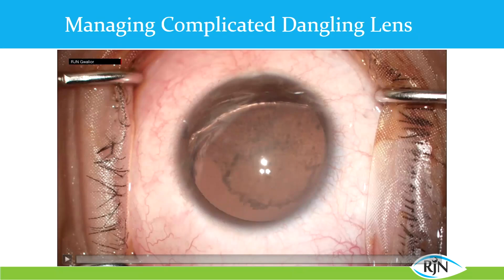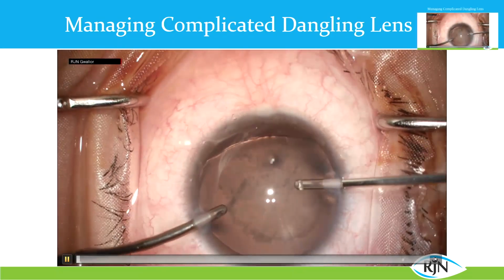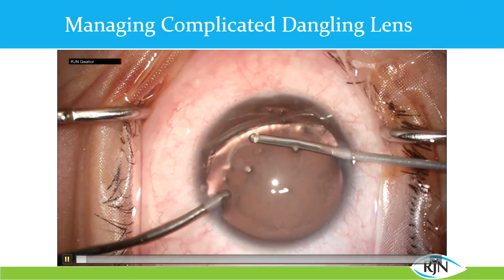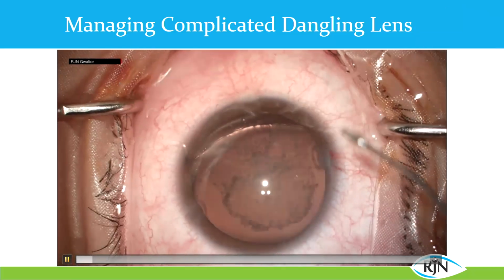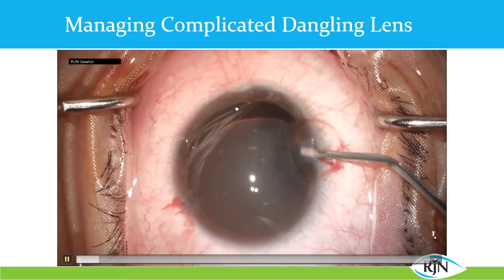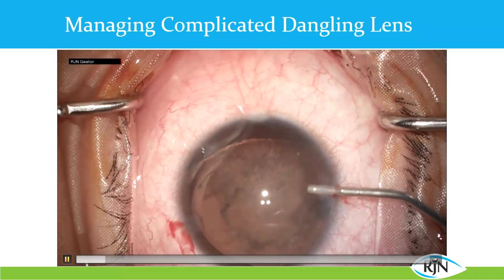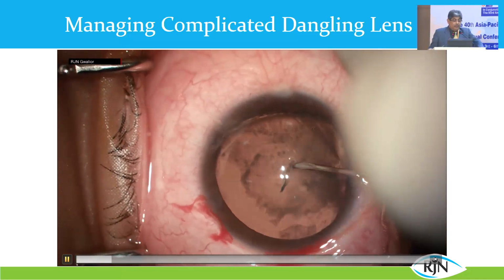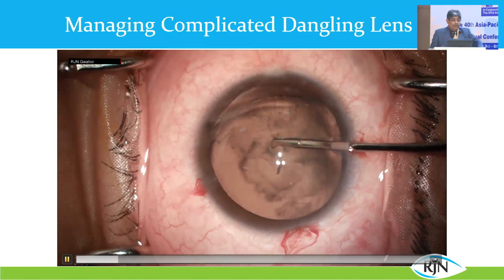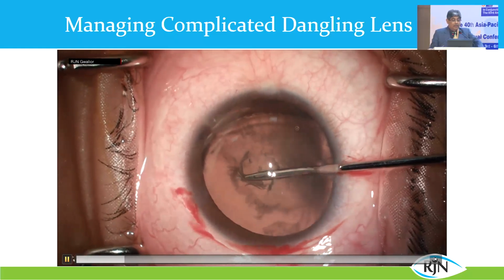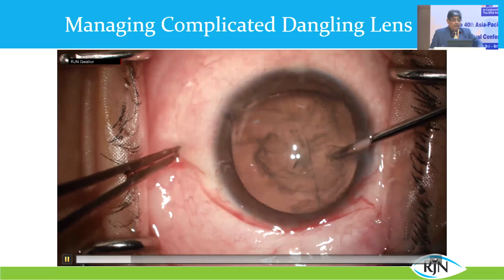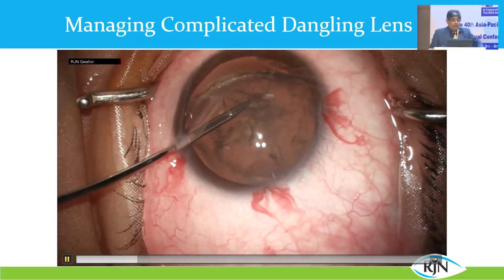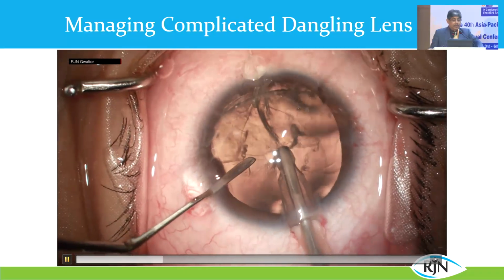So this is a video. I will be showing only the videos. This case had a blunt trauma. The lens is subluxated, and there is a presence of vitreous in the anterior chamber. I have stained the vitreous with diluted triamcinolone, and I'm making a capsulorhexis. The important thing to keep in mind is that the capsulorhexis should be made central to the lens, and hydrodissection is done, and a capsule retractor is placed.